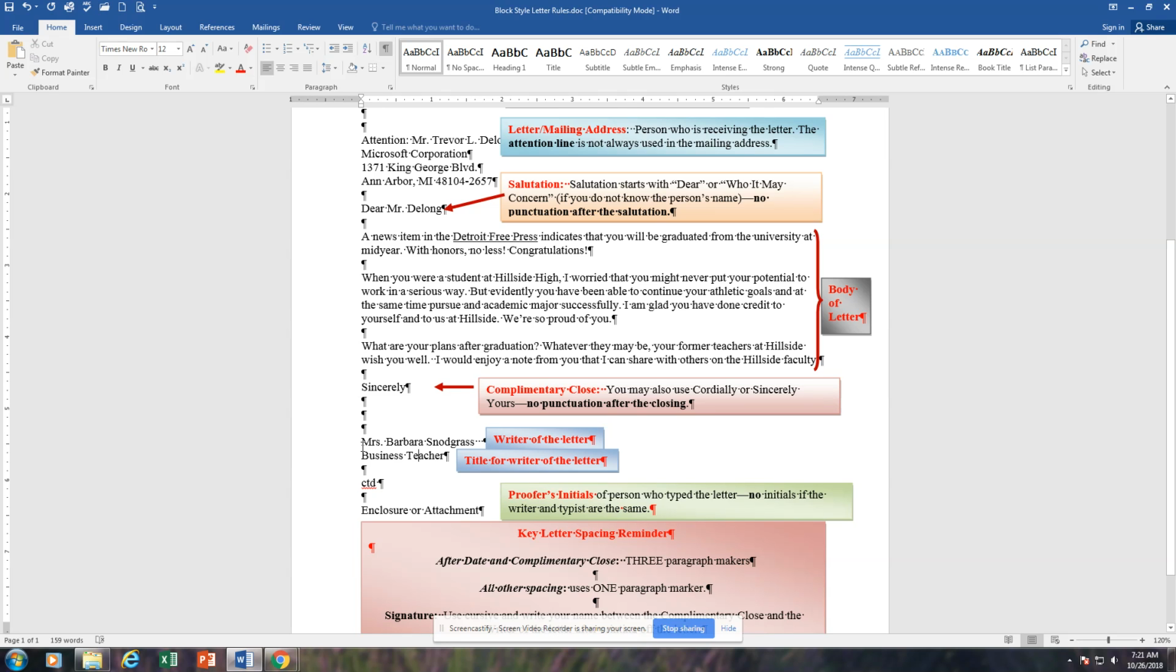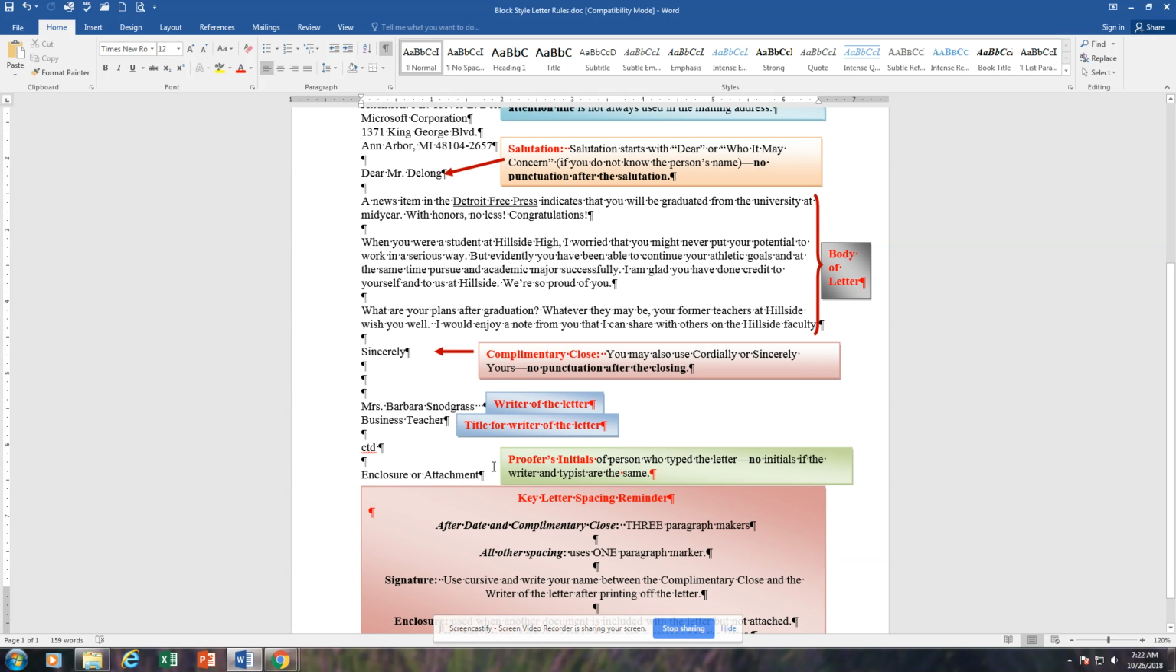Notice there is no blanks, no empty lines. All right, so it's just right underneath. So you have the complimentary close, which is the goodbye. Then you have the writer. Then you have the business teacher. And this blank space that you leave between is where the writer, Barbara Snodgrass, will sign her name. And looking at her name, you know she's married, all right? And she is using her married name.